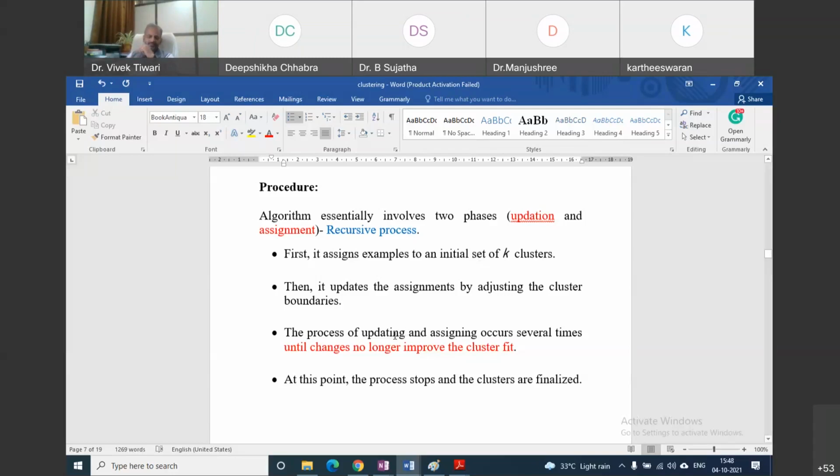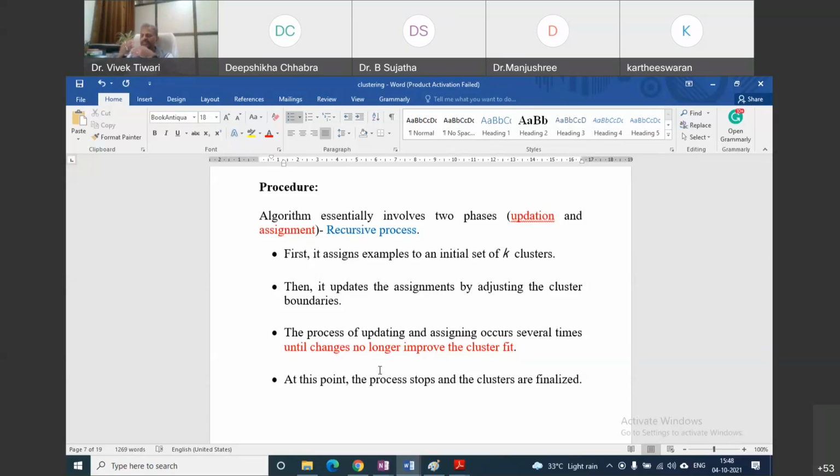Agree? Third point, the process of assignment, updation occurs multiple times until changes no longer improve the cluster fit. So here I am explaining the stopping criteria. Every time after one process completes, we have to check the cluster fit criteria. I will explain what is the meaning of the cluster fit criteria. If improving, we have to go into the next step.